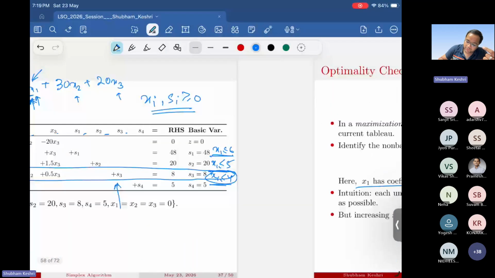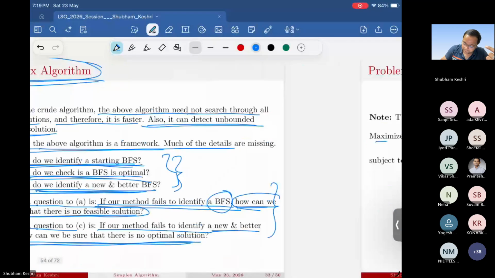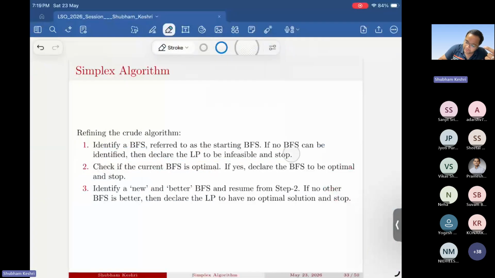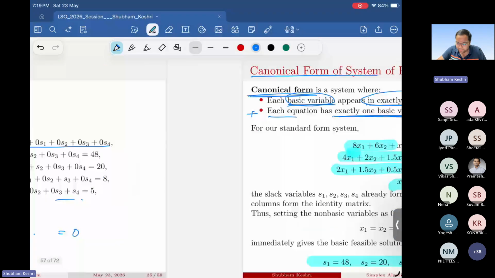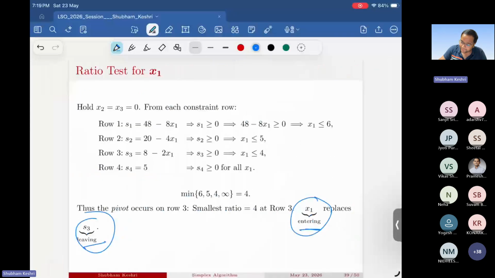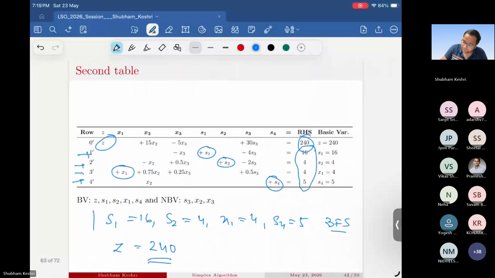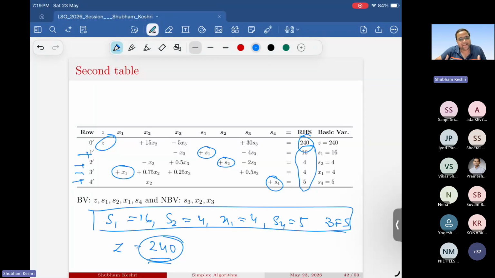We will just go back to that crude algorithm again. We identified a basic feasible solution in table 1. Therefore, it was not infeasible. We checked if it was optimal or not. It was not optimal. So we identified a new basic feasible solution and a better one. How is it better? You see, the objective function value increased. It went up from 0 to 240. So this is a new basic feasible solution and a better one.